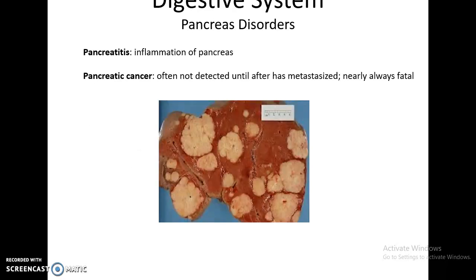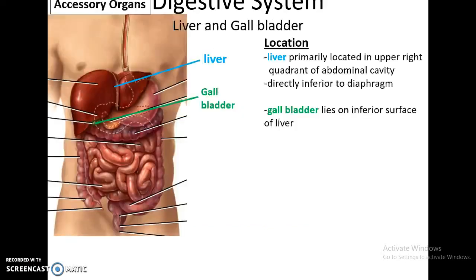Inflammation of the pancreas is called pancreatitis. It can be very painful. And then pancreatic cancer is, of course, cancer in the pancreas. Often it is not detected until after it's metastasized and almost always fatal.